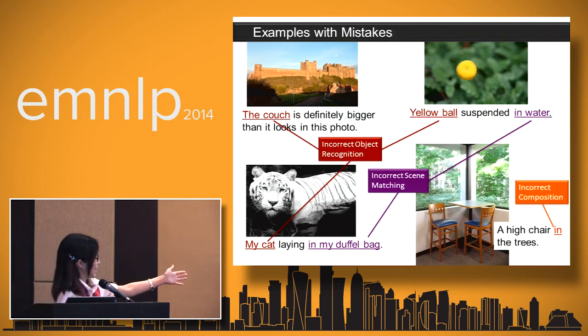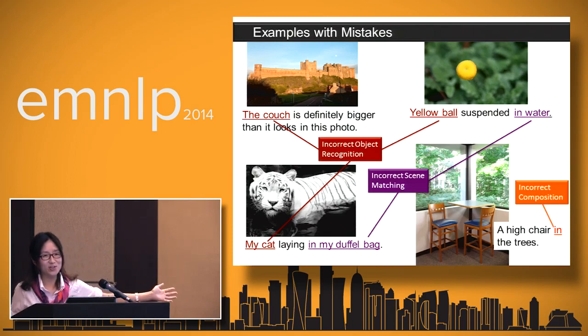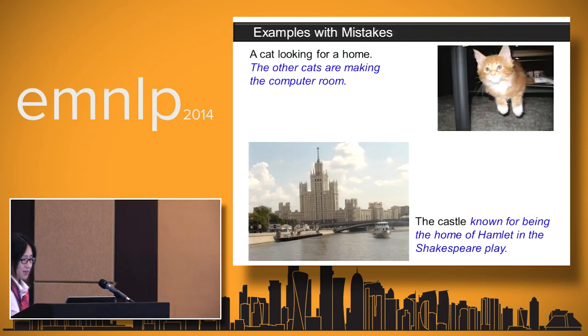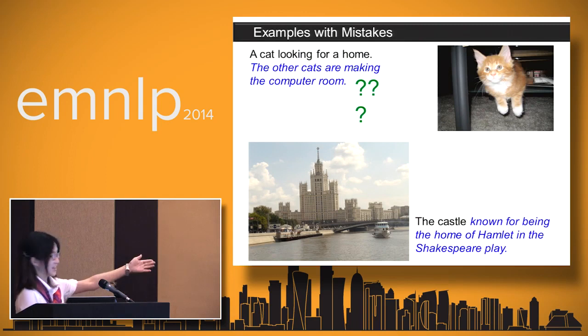So, my cat laying in my duffel bag. There's not much we can do when the visual detectors give us something like cat for tiger and duffel bag for the body of the tiger. I guess there are some visual similarities. Or this couch, it's actually a castle, and so forth. Other silly mistakes: a cat looking for a home, the other cats are making the computer room. This could be true, but who knows. The castle known for being the home of Hamlet in the Shakespeare play. I don't know what that should look like, but probably not like this.